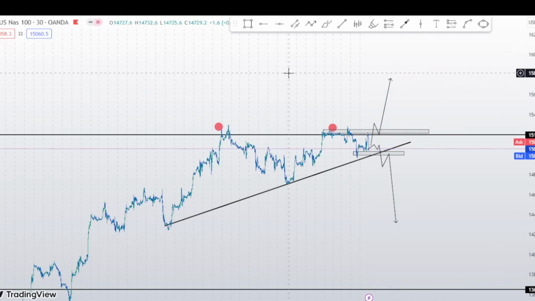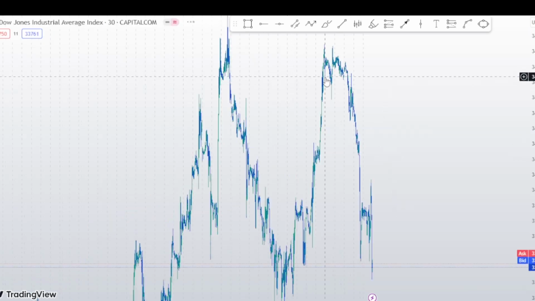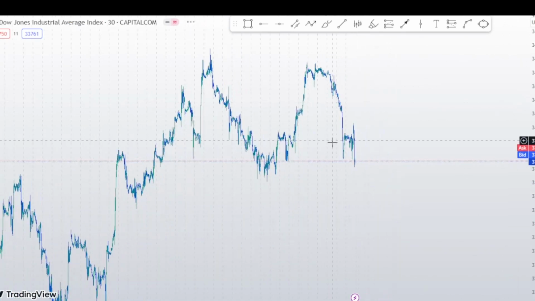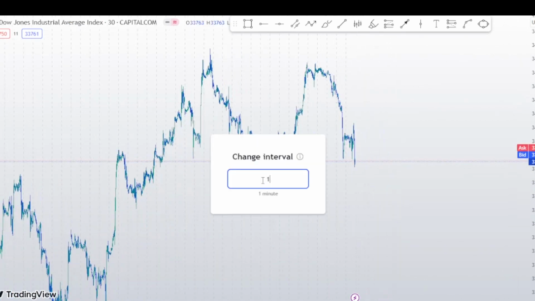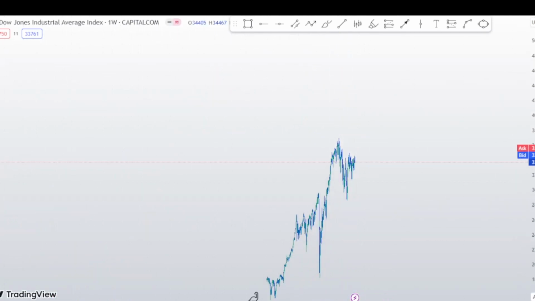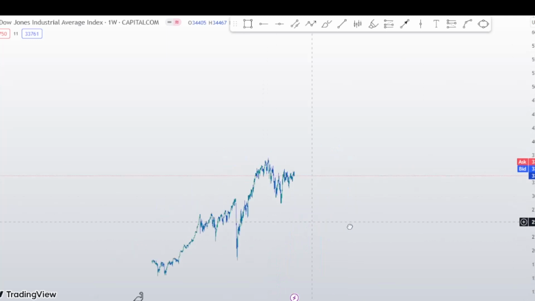We're going to move to US30 and look at US30. Okay, moving to US30. What's happening with US30? I'm going to start also on a weekly time frame. What's happening on a weekly time frame?